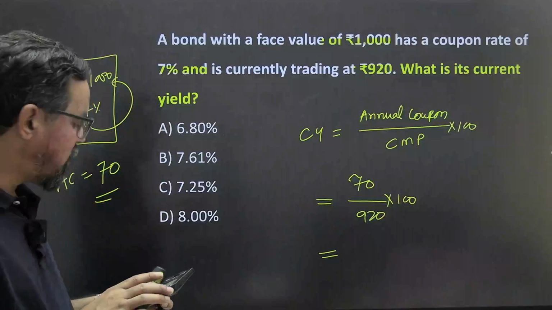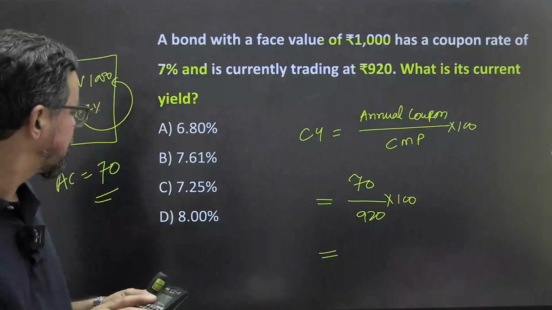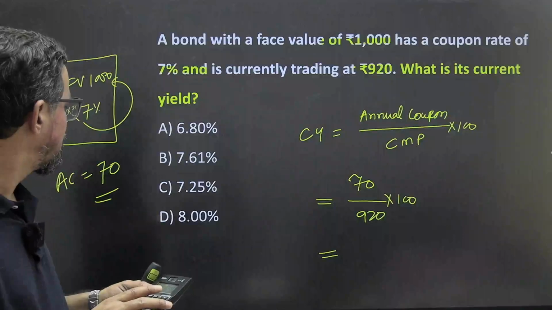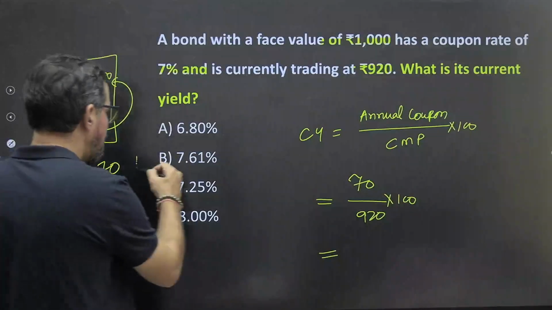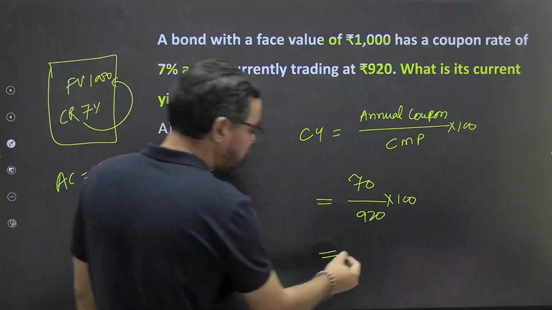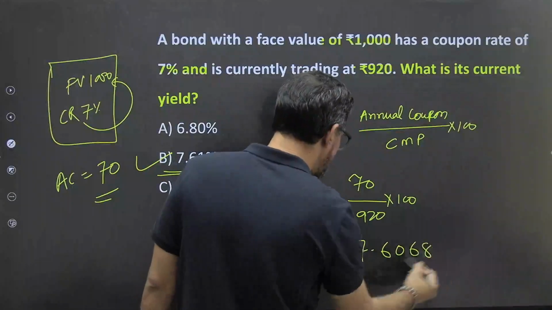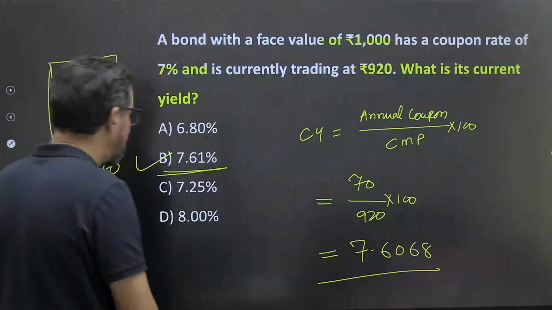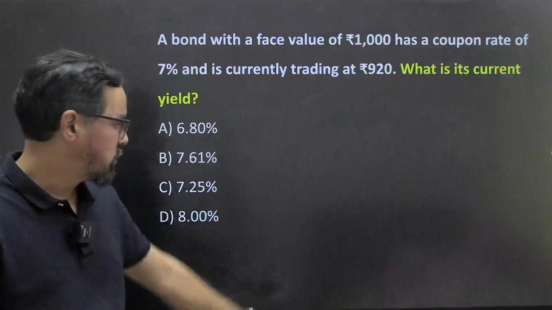So 7.60, okay, 7.6086. So 7.60. So if we go for the round figures, it should become around this. Okay? It is coming 7.6068 something. So that's why 7.61. So option B will be the right answer for this particular one. Previous questions. Okay?